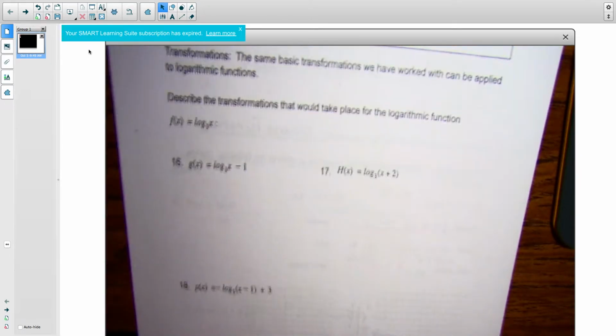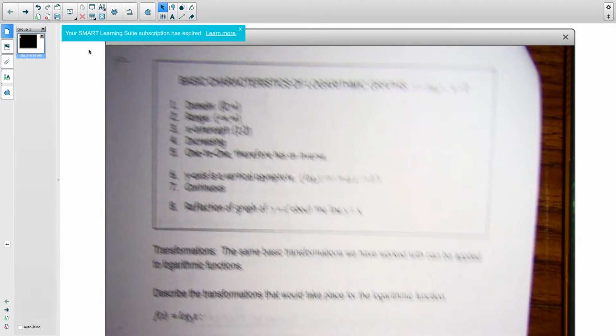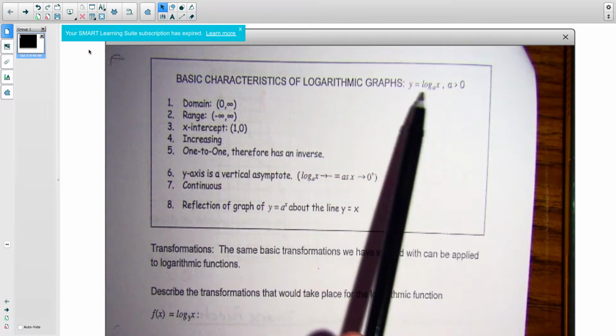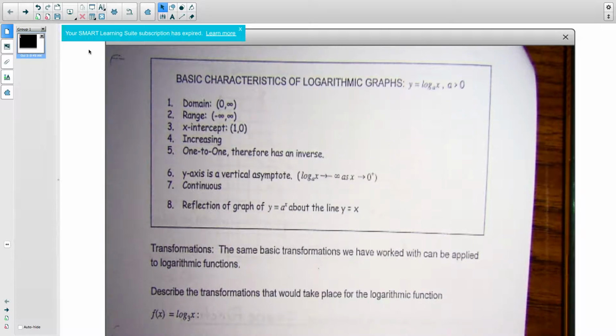Here are some basic characteristics of a logarithmic graph. This is just a parent function. The domain is going to be 0 to infinity. Range will be negative infinity to infinity. X-intercept will be (1, 0). It's increasing. It will have an inverse. Y-axis is a vertical asymptote. It's going to be continuous. And it's the reflection of y equals a to the x over the line y equals x. Okay, that's what we just looked at.